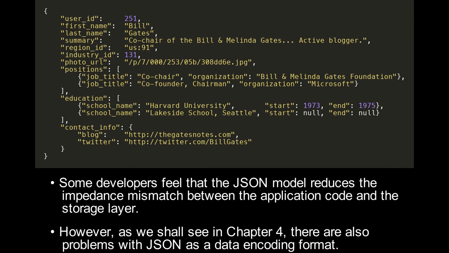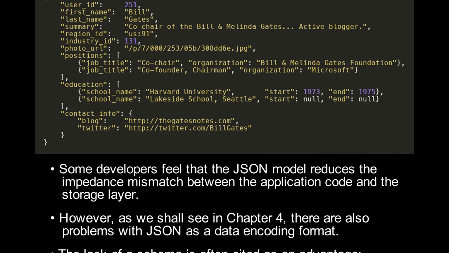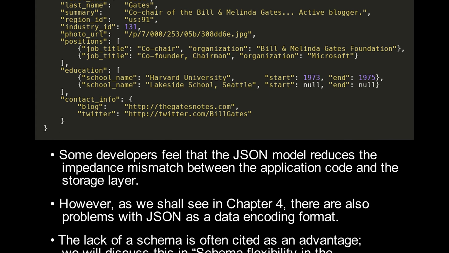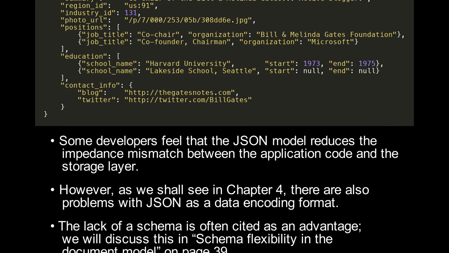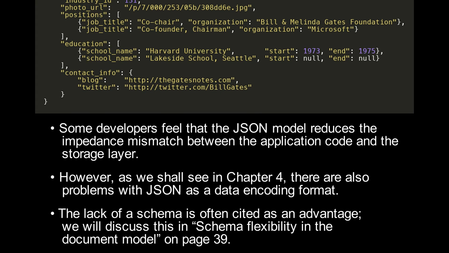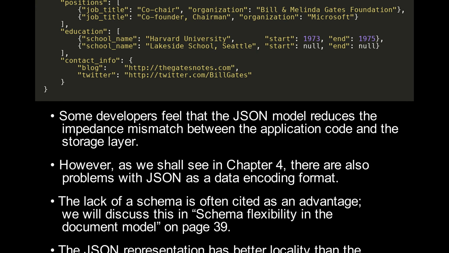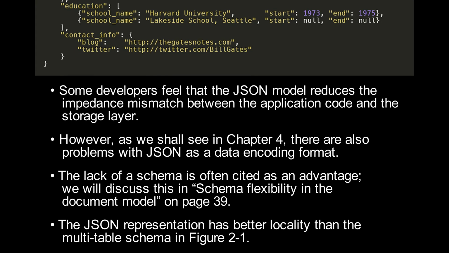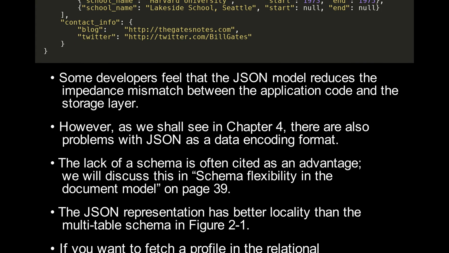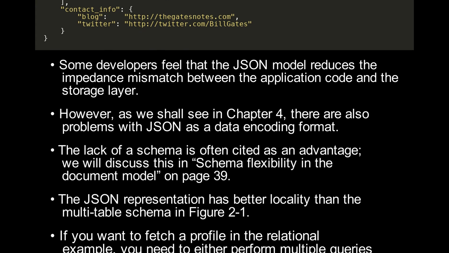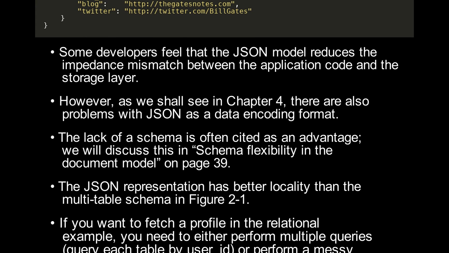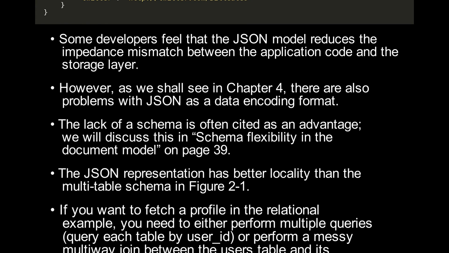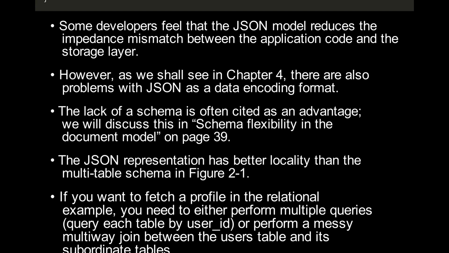Some developers feel that the JSON model reduces the impedance mismatch between the application code and the storage layer. However, as we shall see in Chapter 4, there are also problems with JSON as a data encoding format. The lack of a schema is often cited as an advantage. We will discuss this in "Schema flexibility in the document model" on page 39. The JSON representation has better locality than the multi-table schema in Figure 2-1.